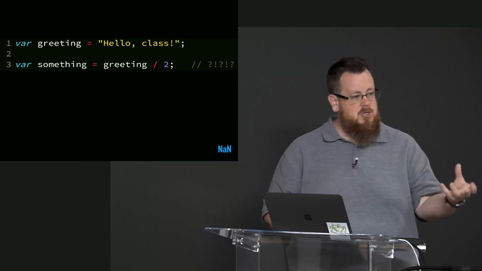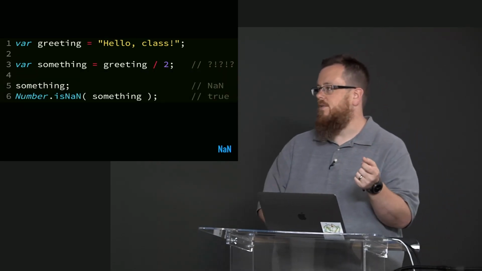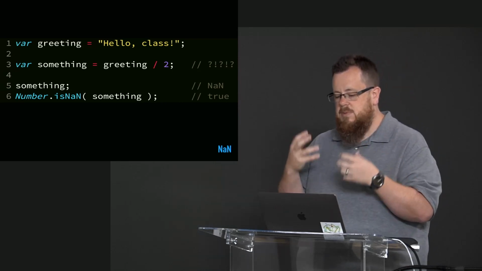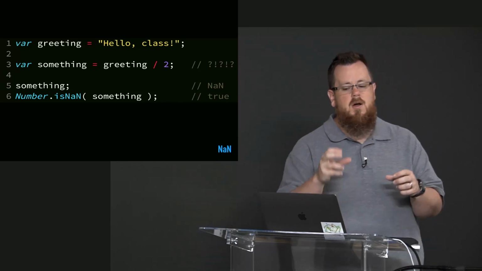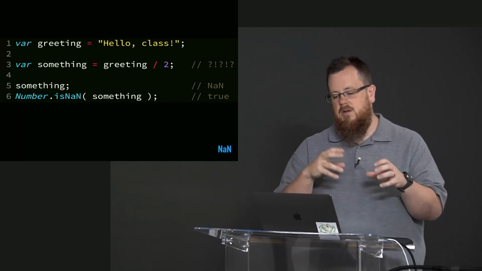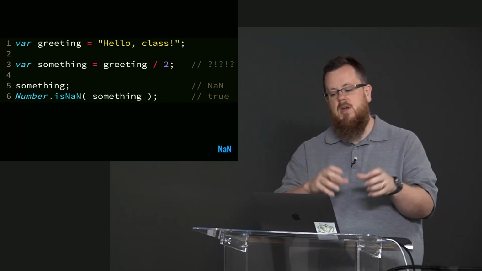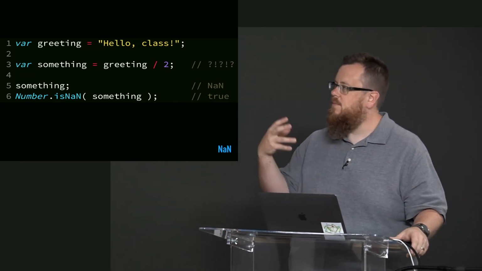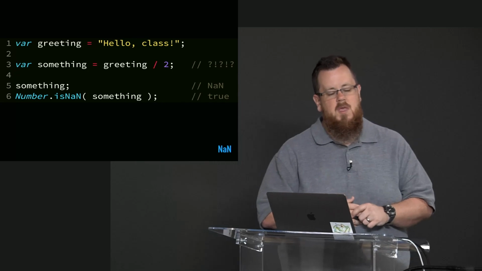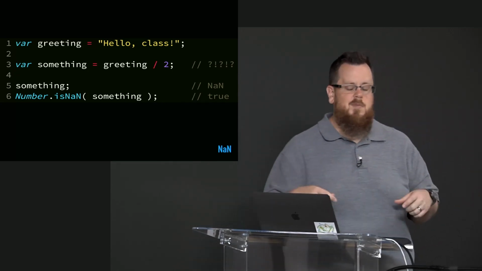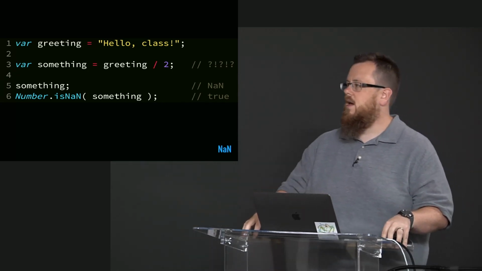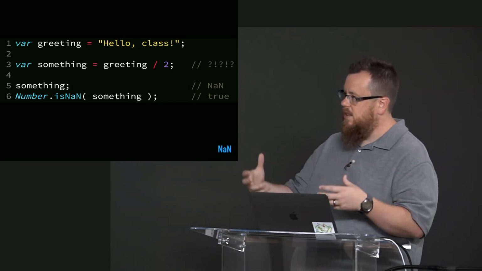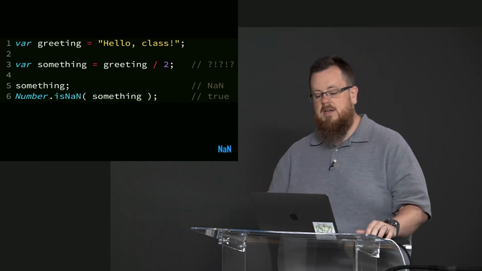Well, I'm actually going to get a special kind of value called the NaN value. So something here is going to have the NaN value, and it's going to have it specifically because the divide operator on line 3 tried to turn the value hello class, that string, into a number, and that's not a valid number. So we end up with this invalid number called NaN. Now, a lot of people think NaN means not a number, but it's not quite that. And I want to call this out because we have a utility called Number.isNaN, which would tell us, yes, you do in fact have a NaN.